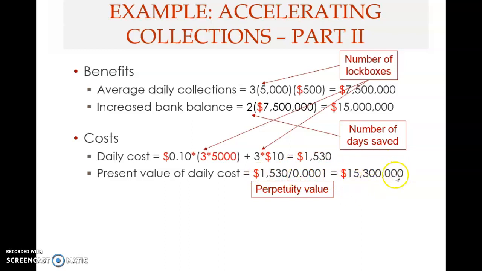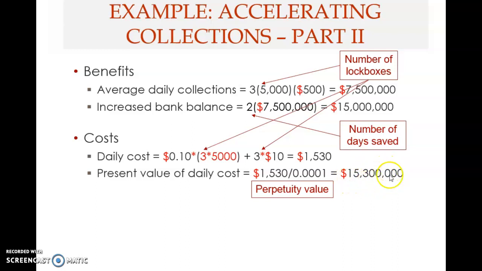This is the present value of the cost. That means you pay $1,530 every day forever. The present value of this cost will be 15.3 million now.